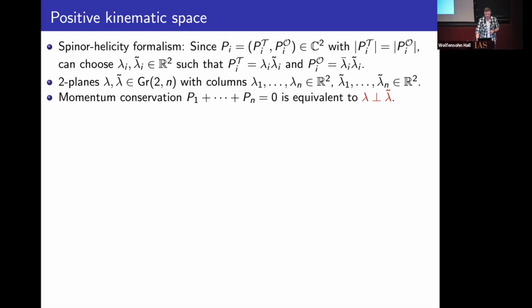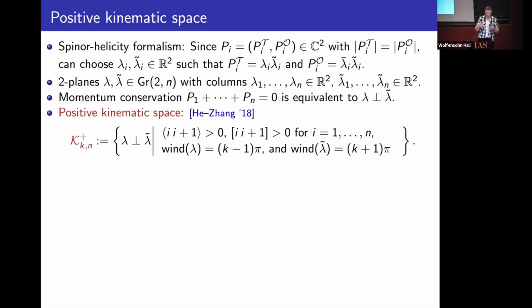So yeah, the main subregion, the space of all such pairs of two planes, is called the kinematic space.